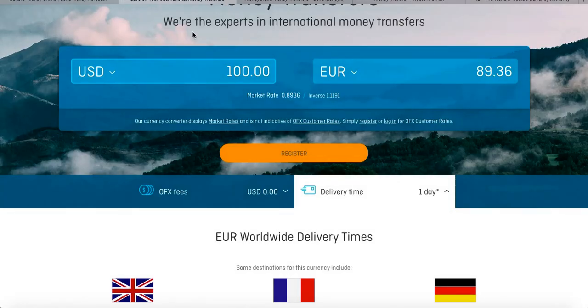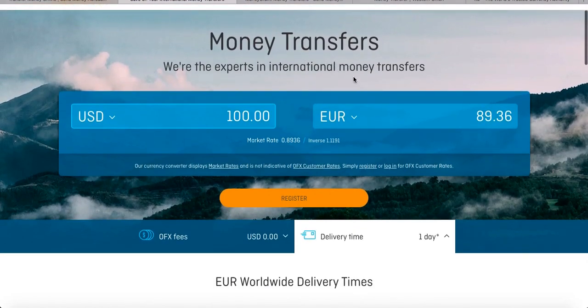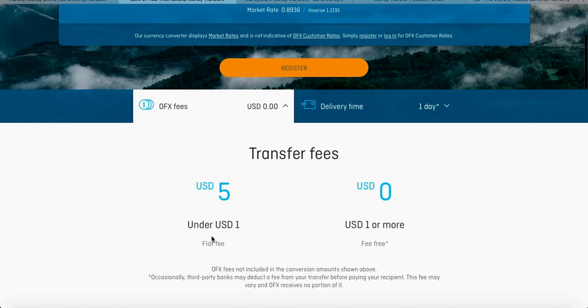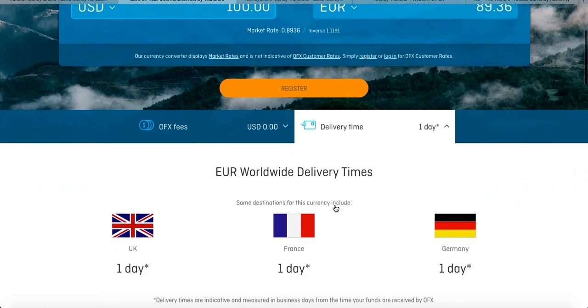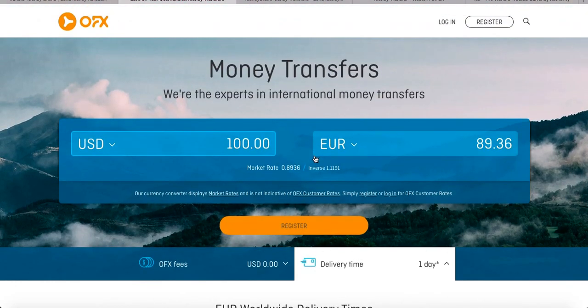The other website that I also tried is OFX. This is for international money transfer. Here, they don't charge any fees. But if we click on the fees, they charge fees if you're sending less than a dollar, but I doubt anybody will send that little money. Assuming that you're sending more than a dollar, there are no fees. For delivery time, if it's in Europe, it's usually 1 business day. That's how long it's going to take to get there.